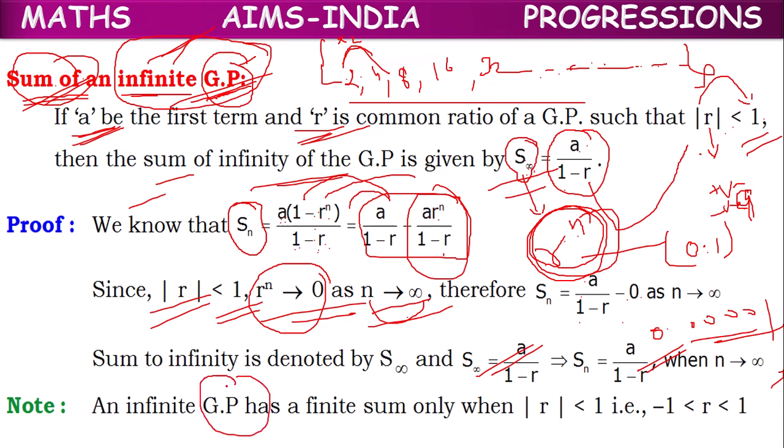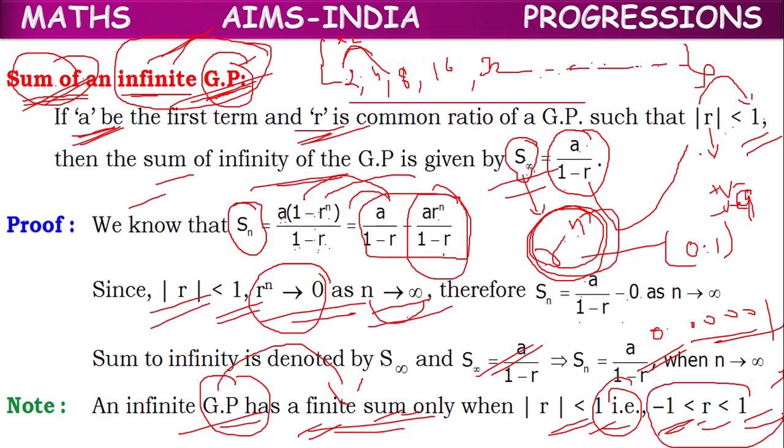So infinite GP has a finite sum, meaning its sum can be computed only when modulus of r is less than 1, or r lies between -1 and +1. In this case only we can find the sum of infinite terms of the infinite GP.